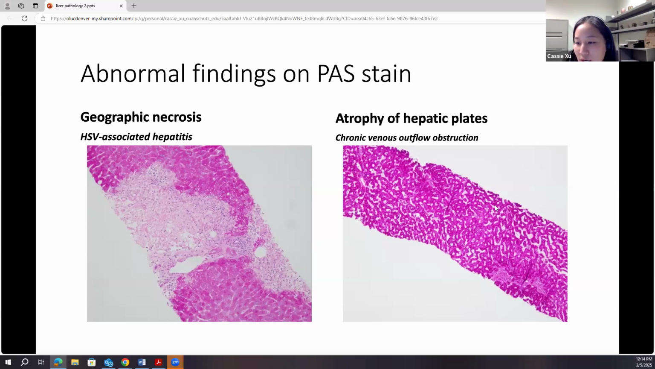This is an example of atrophy of the hepatic plates. You can really see areas where you have sinusoidal dilation, and then you can compare with the more normal-looking hepatic plates. The hepatic plates in these areas of sinusoidal dilation look thinned out. This helps us make the diagnosis of chronic venous outflow obstruction.